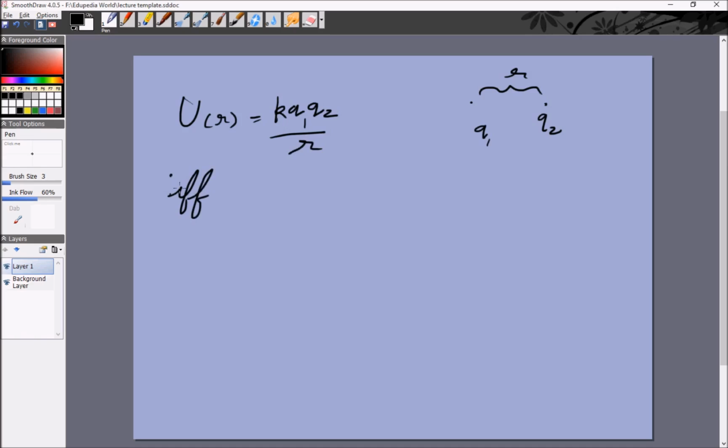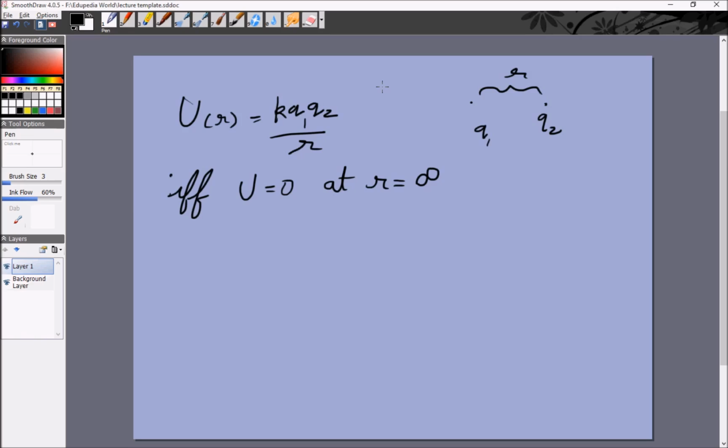IFF. IFF is a short form for if and only if. So U(r) is this if and only if we have chosen U equal to 0 at r equal to infinity. If at infinity we have chosen U equal to 5, then at every place U will increase by 5, and this will be kQ1Q2 by r plus 5. Right, but we've chosen U at infinity to be 0.